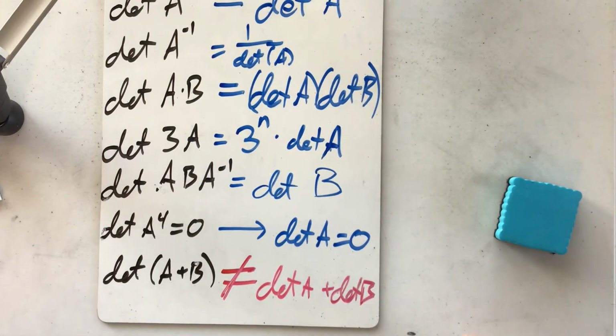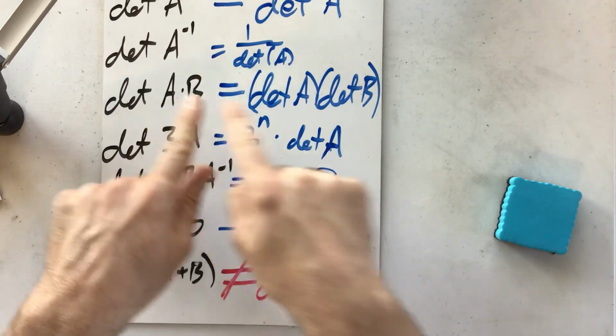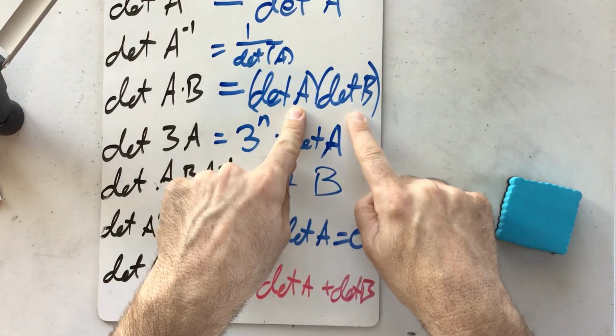Okay, so these are some properties. I'm not going to test you on these properties or expect you to know them. I think the big thing that you should take away is the determinant of A times B is the determinant of A times the determinant of B.